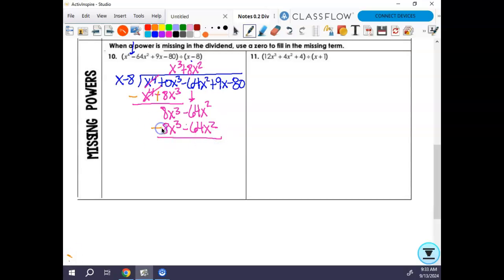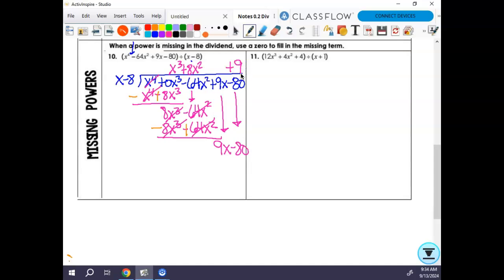I change the signs on the second row. This zeroes out. This zeroes out. I bring down my 9x. And then since they both zeroed out, I also need to go ahead and bring down my minus 80. 9x divided by x gives me what? 9. And so I line it up, and it's a positive 9. I line it up above my constant term.